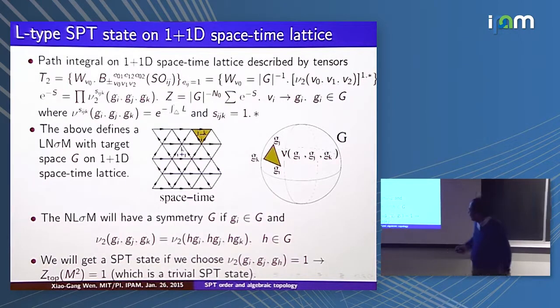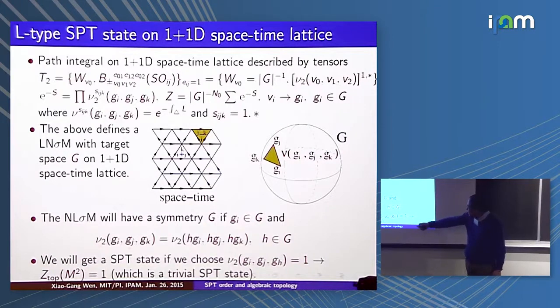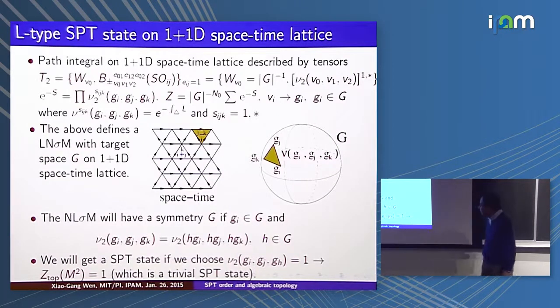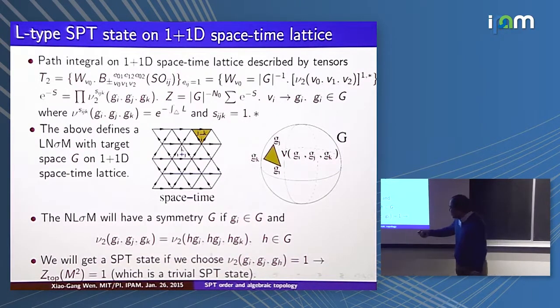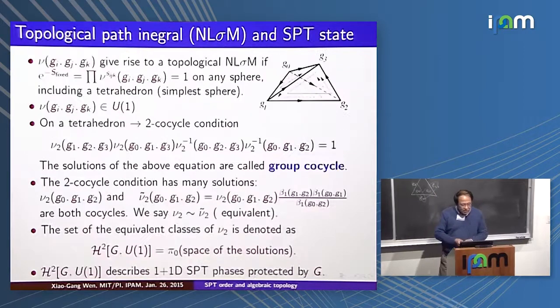Okay, and so certainly the symmetry condition would be that this tensor is invariant under the symmetry transformation. So this tensor should have some symmetry condition. So then we want to find a tensor such that the partition function on space-time with arbitrary topology is all equal to 1. Can we find a tensor which has this property? So basically that's the question. And the answer is yes.